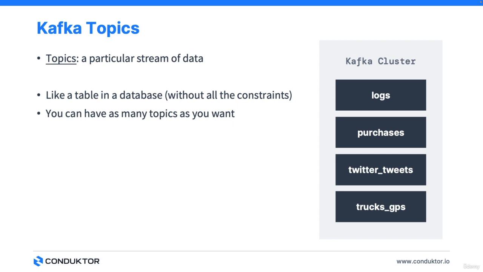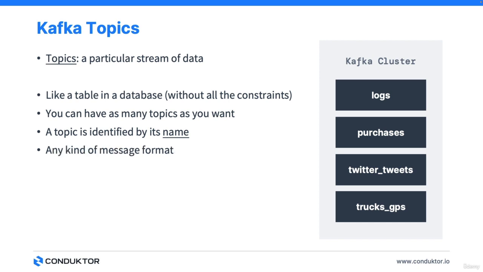You can have as many topics as you want in your Kafka cluster. The way to identify a topic in a Kafka cluster is by its name. That's why I have logs, purchases, Twitter tweets, trucks, GPS. Those are all names for my Kafka topics. These Kafka topics support any kind of message format. You can send, for example, JSON, Avro, text file, binary, whatever you want.